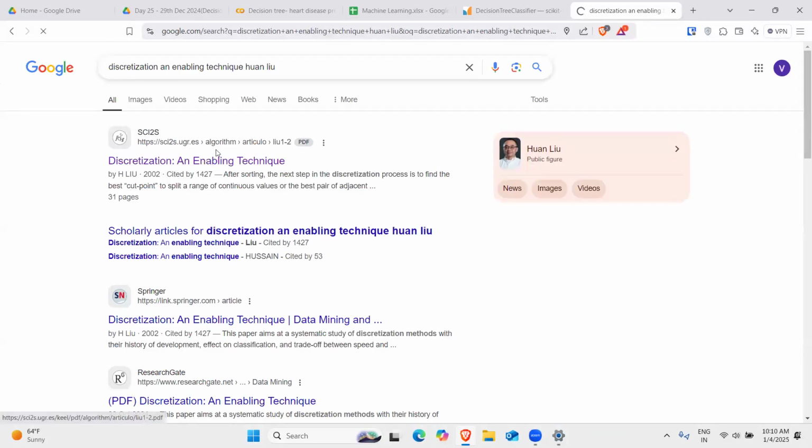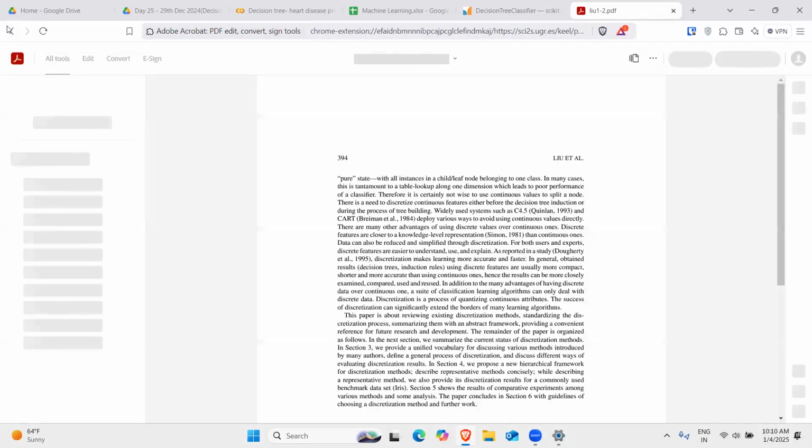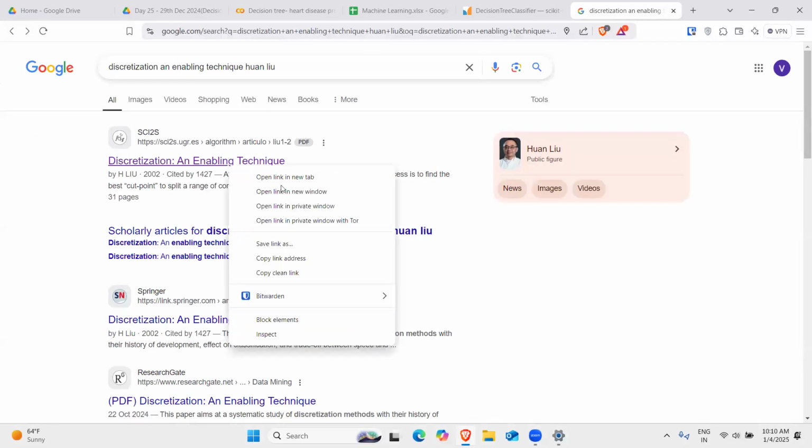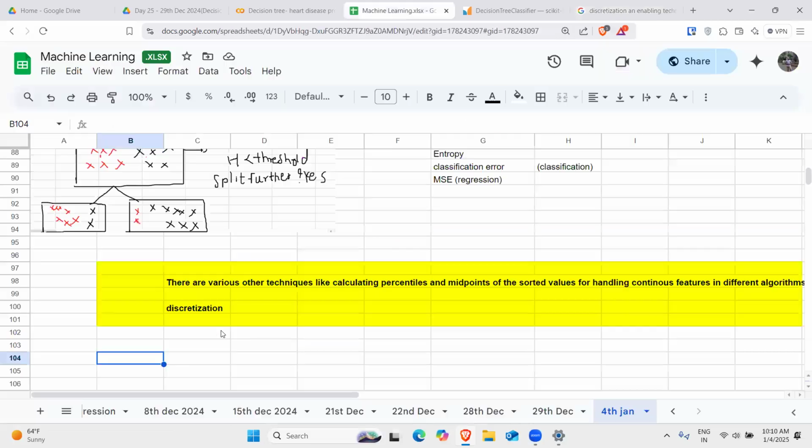Yeah, this is that particular thing. I think it's publicly available. Yes. Makes sense. Okay. So you can go and explore this. I'll just copy this link address and paste it over here for your discretization, right?